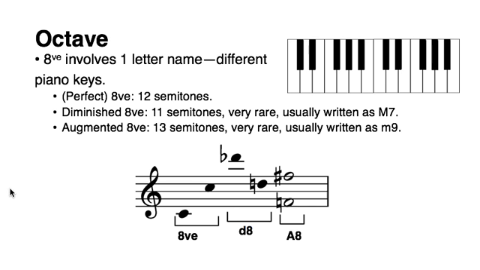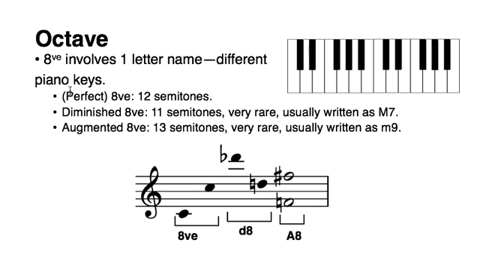Octaves. Like unisons, octaves involve just one letter name. However, they are being played with different piano keys. So it's not the same repeated piano key, right? You're actually looking for the piano key that has that same letter name as where you're starting, but it's the next one to your right or to your left. That is an octave higher or an octave lower.